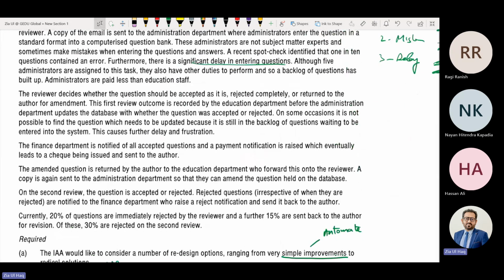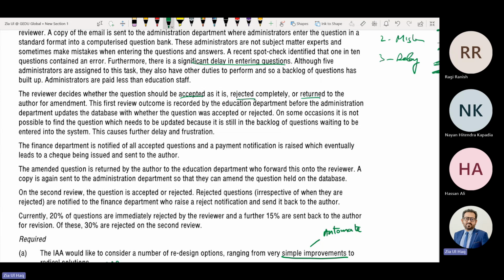The reviewer decides whether the question should be accepted as it is, rejected completely, or returned to the author for amendments. There are 3 outcomes: accepted, rejected, or revised and returned.